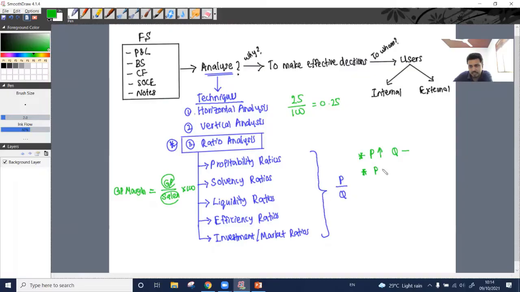We keep our numerator constant, and if we decrease the denominator, again we can see an improvement in the ratio. So this is another option we have. What else can we do in order to improve this ratio?